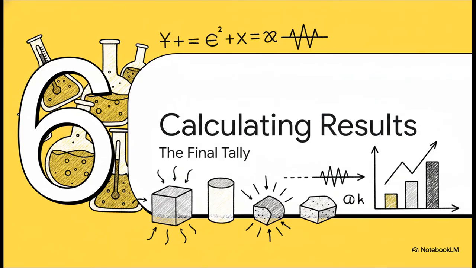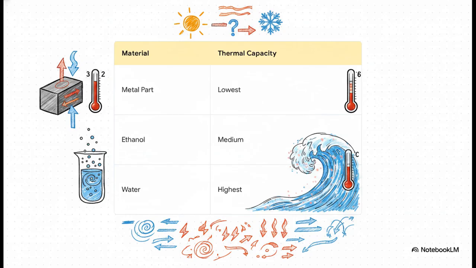Finally, Section 6, calculating the final results, the final tally. With all 3 of our experiments wrapped up and our equilibrium temperatures properly recorded, it's time to actually exploit those results. We crunch the numbers using our conservation of energy formula to calculate and then rank the specific heat capacities of our materials. When we place these calculated values in ascending order, we reveal a pretty incredible fundamental truth of nature. The solid metal has the lowest thermal capacity.